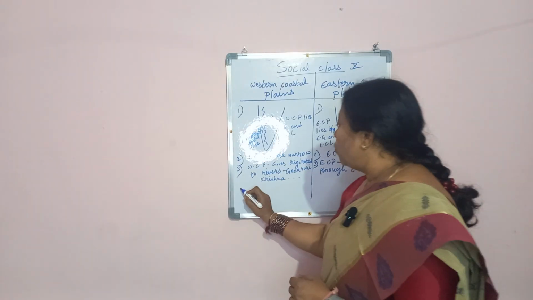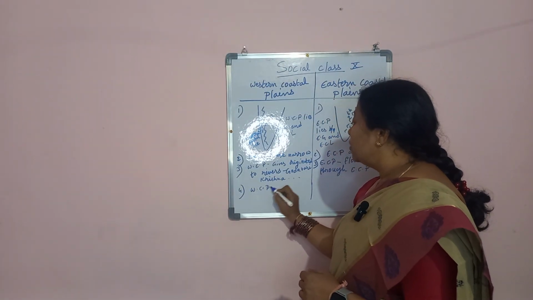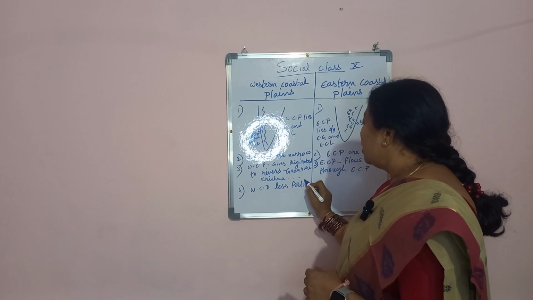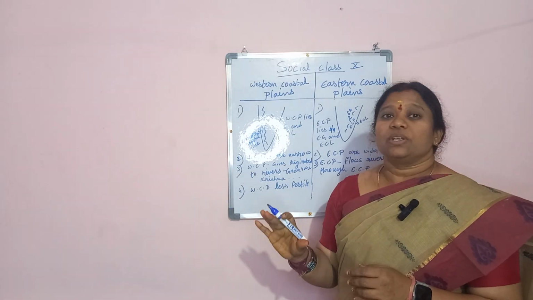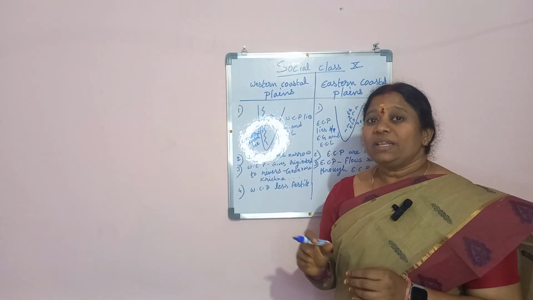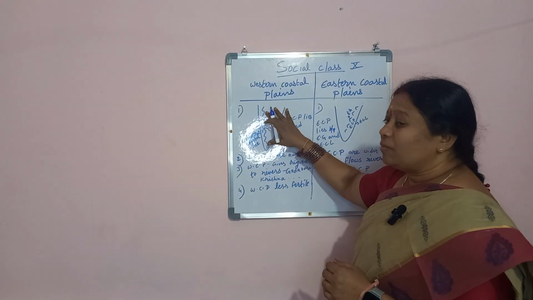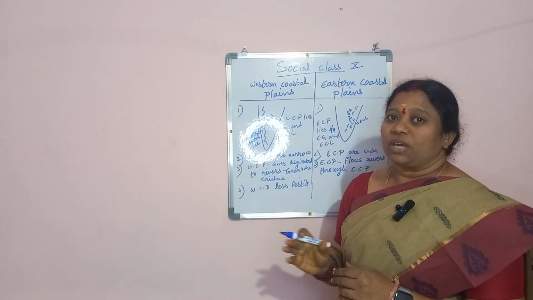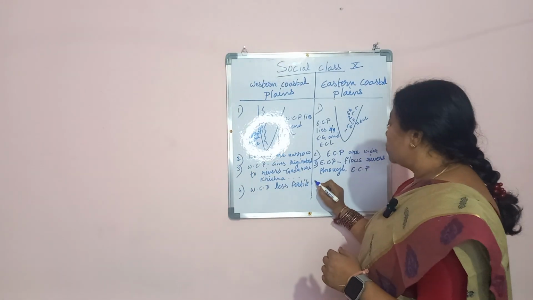And next important one here, children: western coastal plains are less fertile. Why are they less fertile? Compared to eastern coastal plains, western coastal plains are less fertile, though they are fertile. Why? Because whatever rivers originate from the western coastal plains go towards the eastern coastal plains. That's why they are less fertile compared to eastern coastal plains.